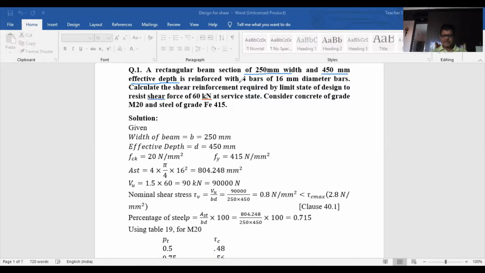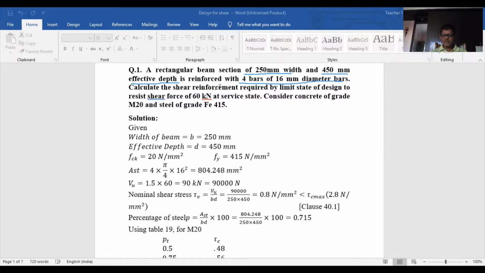Now reinforcement is given: 4 bars of 16 mm diameter. So you can find the area of steel from this data. The area of steel is equal to the number of bars into the area of a single bar. So single bar area will be pi by 4 into 16 square, into 4. That will be the area of the steel.